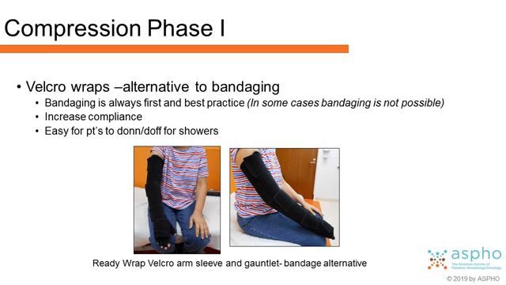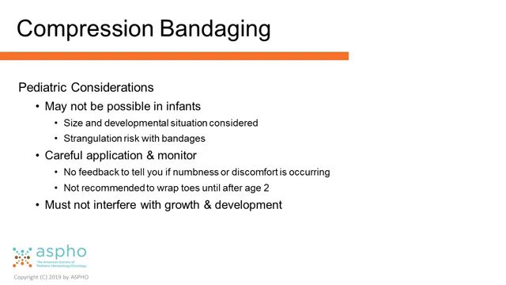So there is an alternative to bandaging. There are some Velcro fastening devices out there, and sometimes we use those for improving compliance, but we really do try to use bandaging always as first and best practice. Those Velcro wraps can be easier for patients to don and doff, but like I said, they really show better results when we can have that compression bandaging that's more custom fit to the limb.